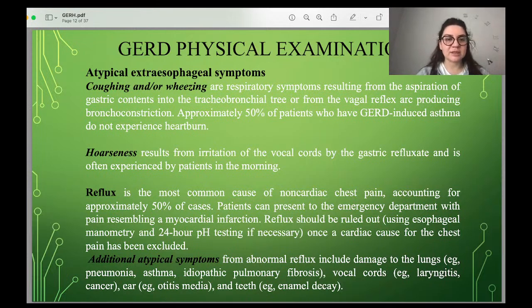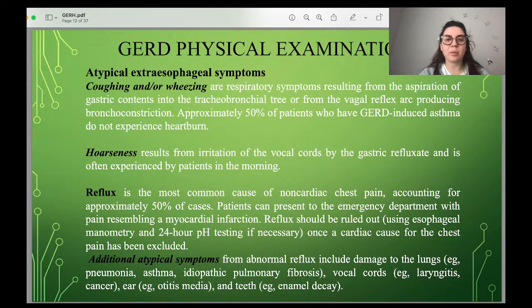Next, it is chest pain. Reflux is the most common cause of non-cardiac chest pain, accounting for approximately half of cases. Patients can present to the emergency department with pain resembling a myocardial infarction. Reflux should be ruled out using esophageal manometry and 24-hour pH testing if necessary, once a cardiac cause of the chest pain has been excluded. Additional atypical symptoms, they are a little bit more rare but possible too.